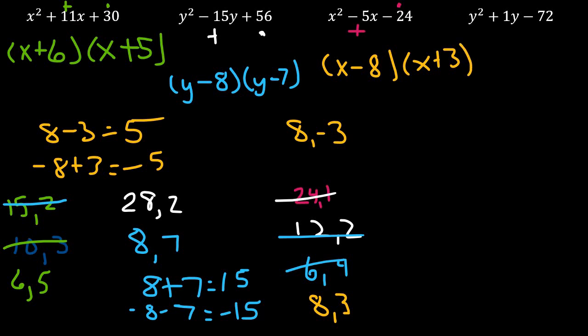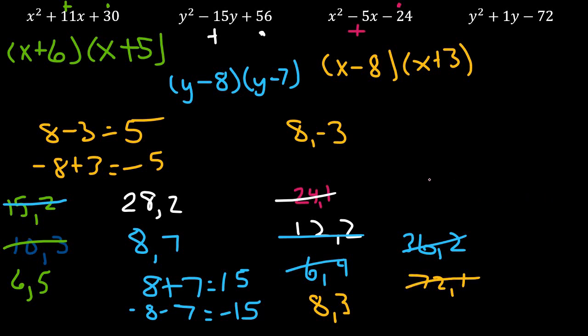And the last one, y squared plus 1y minus 72. We're going to find the numbers that multiply to 72. If we started with something like 36 and 2, 36 plus 2 is 38, and 36 minus 2 is 34, so that doesn't work. If we had 72 and 1, 72 plus 1 is 73, and 72 minus 1 is 71, so that doesn't work either.